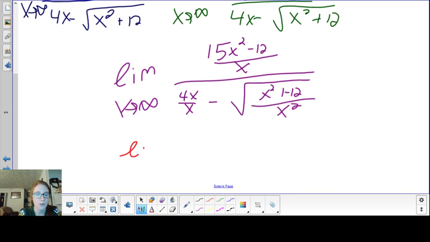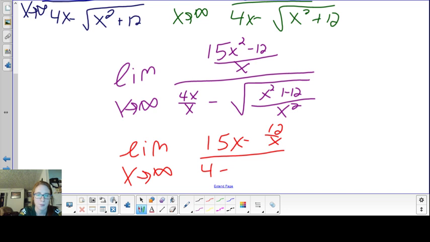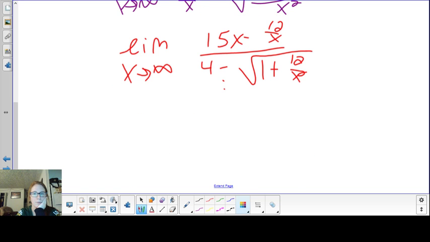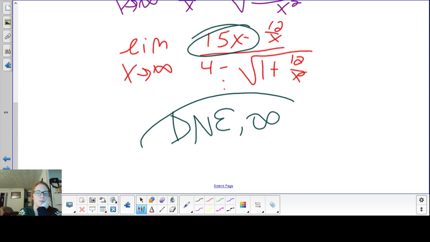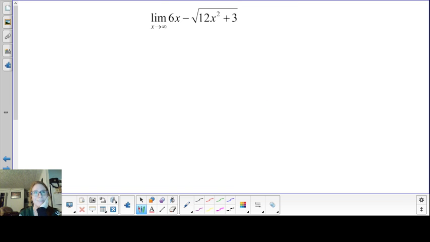Whew. So the limit as x approaches infinity of 15x minus 12 over x over 4 minus the square root of 1 plus 12 over x squared. This is supposed to be a plus. I couldn't figure out what that was. Okay, let's go ahead and maybe put that limit through. And I see this guy, so this means that the limit does not exist. It approaches infinity. Okay, let's try the next one.